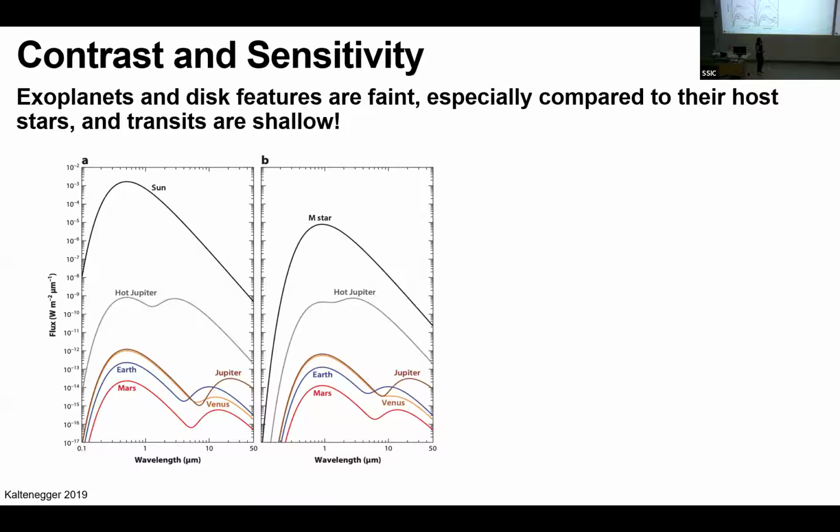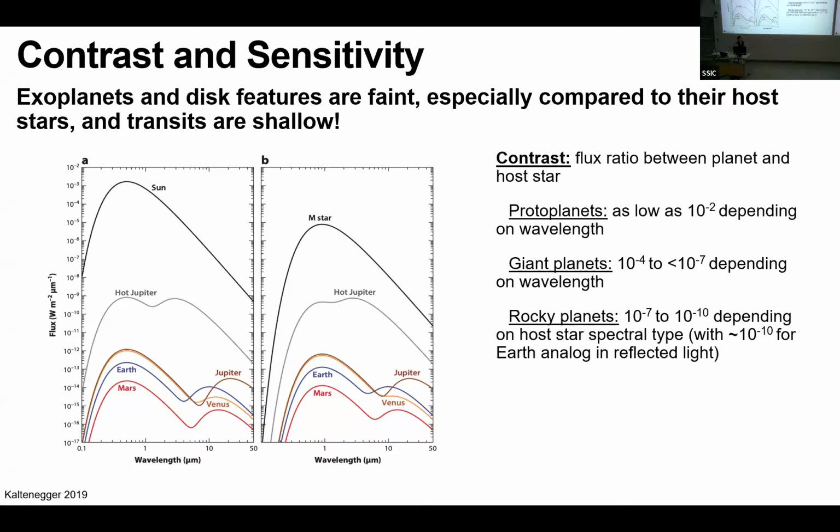You can just see an example of some very simplistic SEDs of planets here. And you can see that flux ratios between planets and host stars can be very, very severe. And so I'm just laying out a few examples here. For forming planets, we might be okay with contrasts as low as 1 to 100. But if we want to actually characterize rocky planets around nearby stars, we need to get down to 10 to the -7 to 10 to the -10.